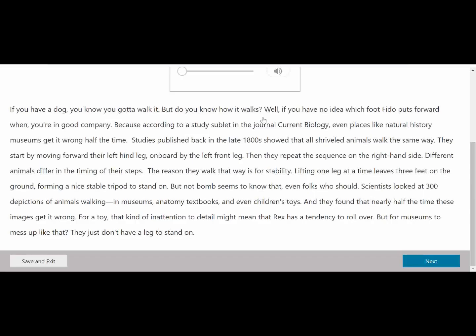If you have a dog, you know you gotta walk it. But do you know how it walks? Well, if you have no idea which foot Fido puts forward when, you're in good company. Because according to a study published in the journal Current Biology, even places like natural history museums get it wrong half the time. Studies published back in the late 1800s showed that all four-legged animals walk the same way.